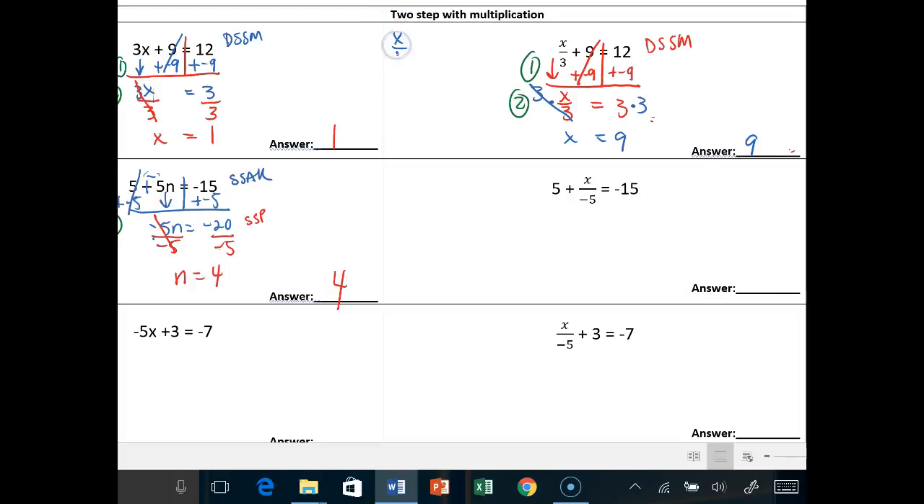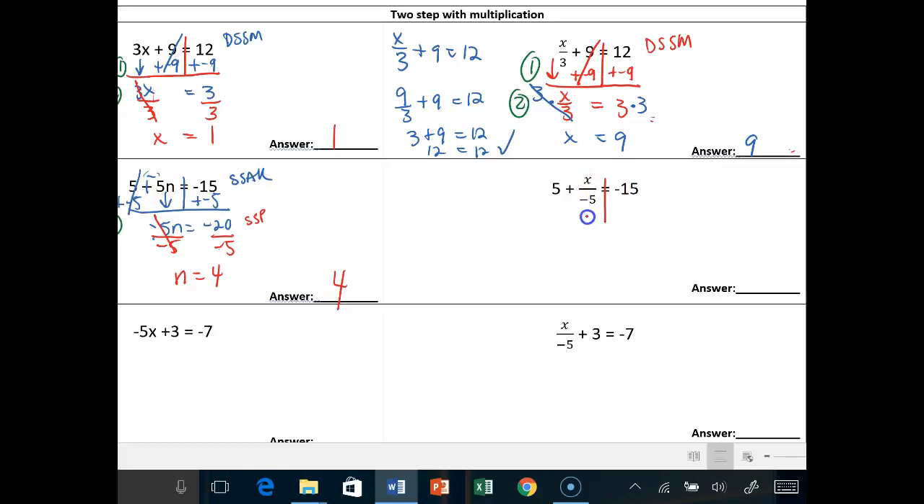And then let's go ahead and try and check to prove that 9 is actually our solution. So we have x over 3 plus 9 is equal to 12. We plug in 9 over 3 plus 9 is equal to 12. 9 divided by 3 is 3, so we're asking ourselves, is 3 plus 9 indeed 12? Well, 3 plus 9 is 12, so therefore we know we have our correct answer. All right. And one more problem.